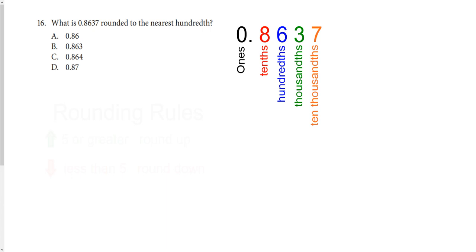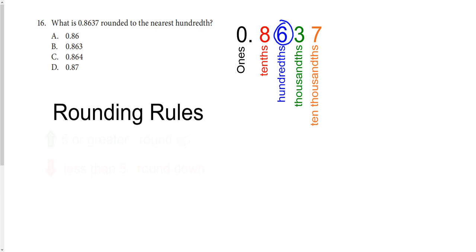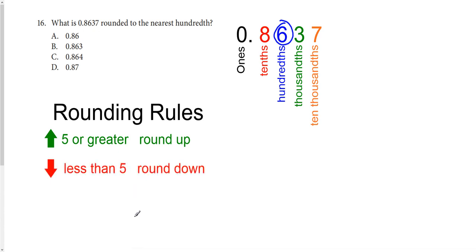So we're going to focus on that 6. We want to figure out if we should round up to 7 or round down, keep the 6 and just drop these off. So we want to go through and look at our rounding rules. The first one we want to look at is if we should round up. Well, if it's 5 or greater, we're going to round up. And if it's less than 5, like 4, 3, 2, 1, 0, we're going to round down.